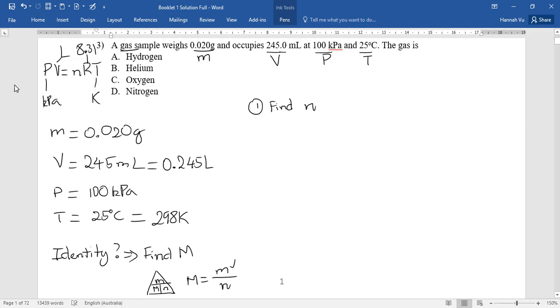If you have the universal gas law, you can use it to find the number of mole of this gas sample, which is PV over RT. I'm just rearranging the formula. And then once I've found the number of mole, I'm going to find the molar mass, which is mass divided by the number of mole, since you're already given mass here. But once I get to the molar mass, how am I going to know which one is the answer?